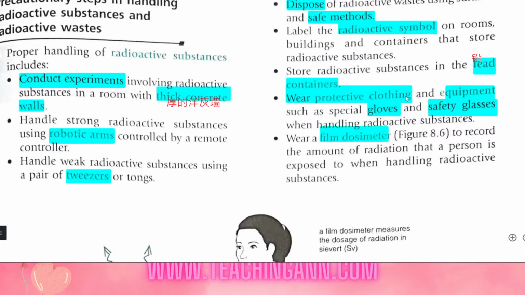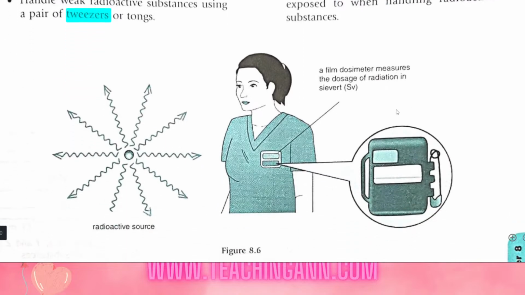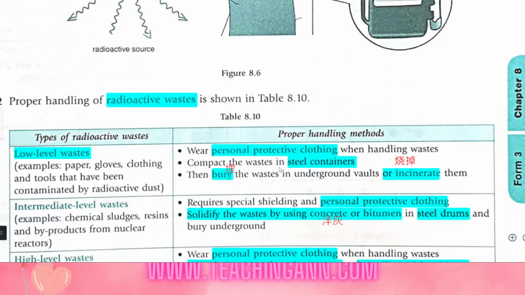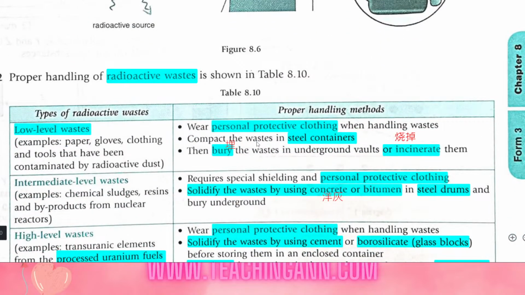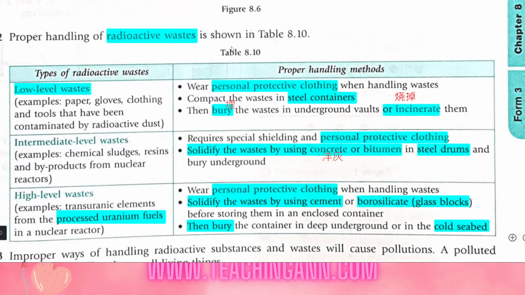Wear protective clothing. Must wear gloves and safety glasses. And then wear a film dosimeter. Film dosimeter is a piece of film, so that you know what your exposure level is. So you see this is the lady. Why lady? Why can't men? Not fair. All this difficult job, I will ask women to do. No, just joking. Now, proper handling of radioactive waste is shown in Table 8.10.